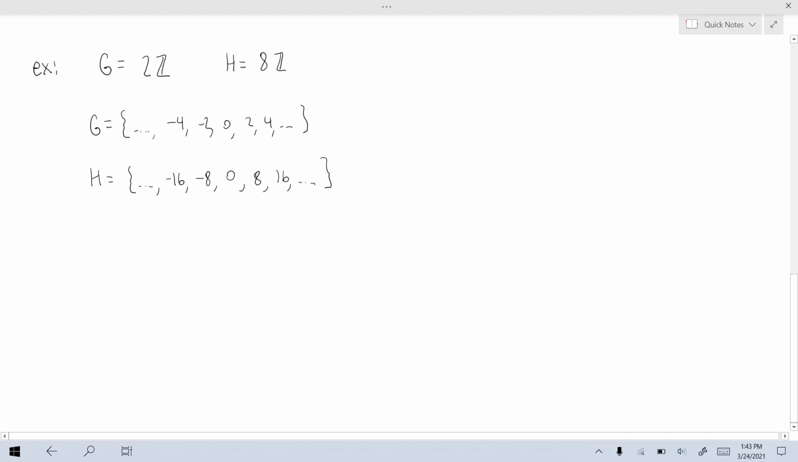Okay, so certainly every multiple of 8 is an even number. So H is in fact contained in G, so it's going to be a subgroup of G, okay? And we want to find all of the cosets of H right now. So certainly one of the cosets is going to be H itself. So that would be the coset corresponding to adding 0 to every element of H.